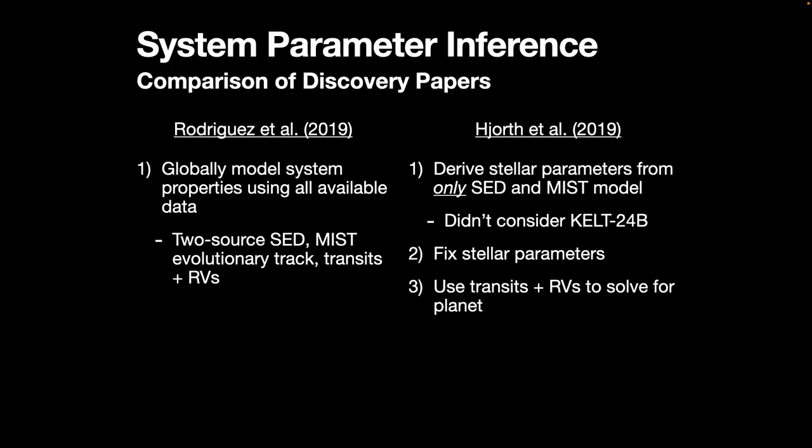Now, both of these, in theory, should work because while Horch et al. did not use the transits for deriving their stellar parameters, this is an assumption that should be okay if you assume the fact that your transit-derived stellar parameters should agree with those from your SED, which in principle, both data sets should be good.